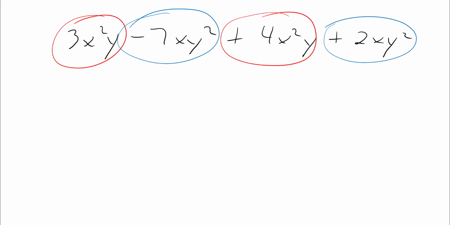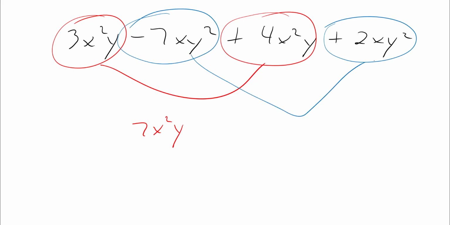Same variables, same exponents. That means I combine those together. So I combine these two together. So 3 of those and 4 of those is 7 of those. Okay. And negative 7 of these and 2 of these is negative 5 of those. And we're done with the problem. 7x squared y minus 5xy squared, and that's it. You got it, and you're done with the problem.